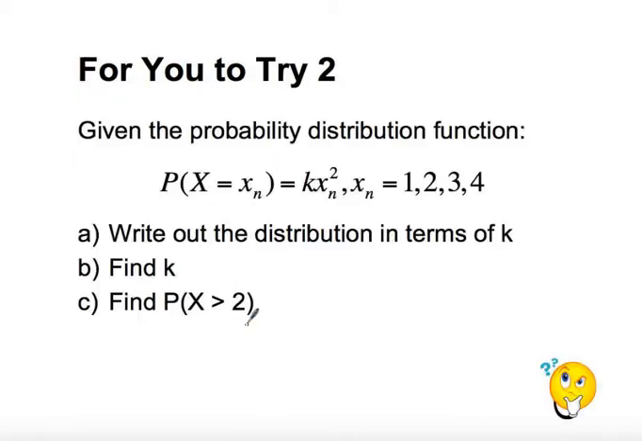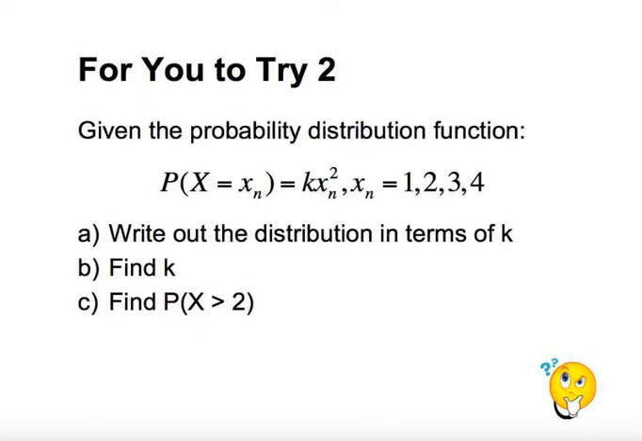Given the probability distribution function, probability of X equals x is k x squared, where x can be equal to 1, 2, 3 or 4. For part A, write out the distribution in terms of k. Part B, find k, and in part C, find the probability X is greater than 2. If you pause the video at this point, we will resume with an answer in a moment.